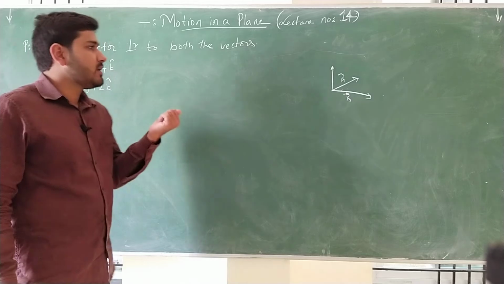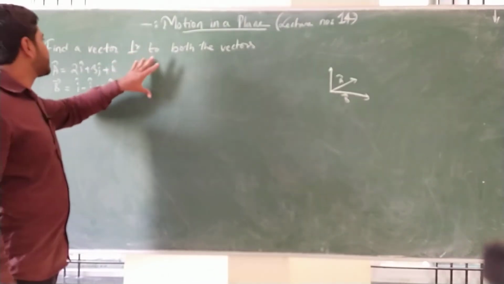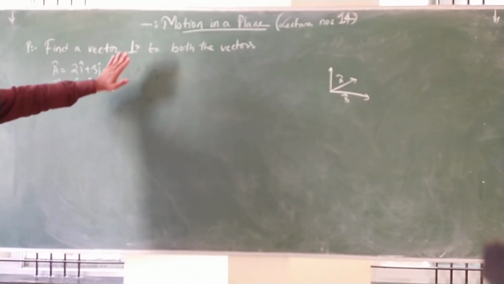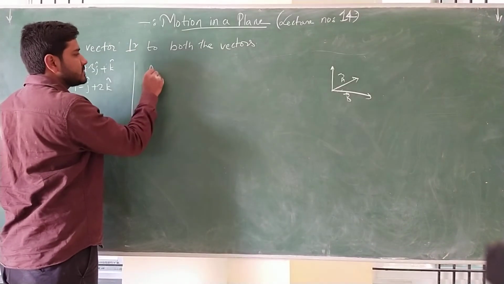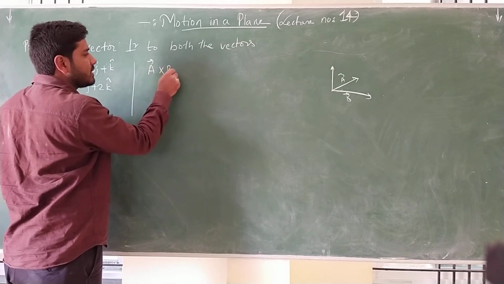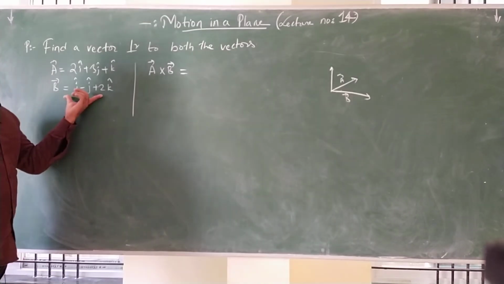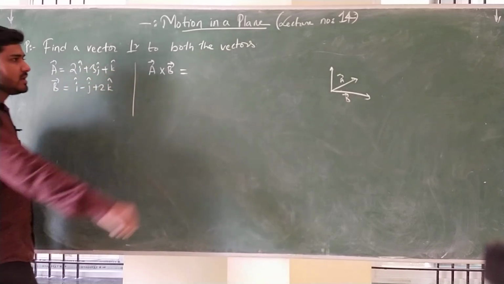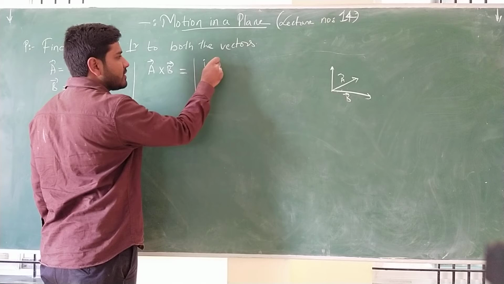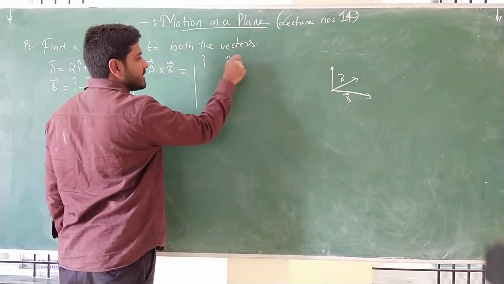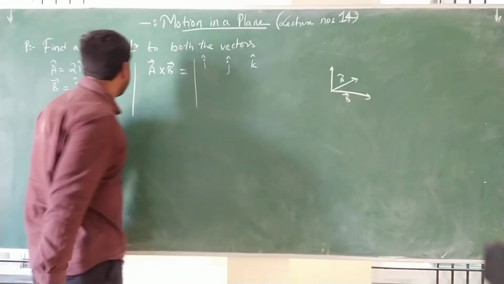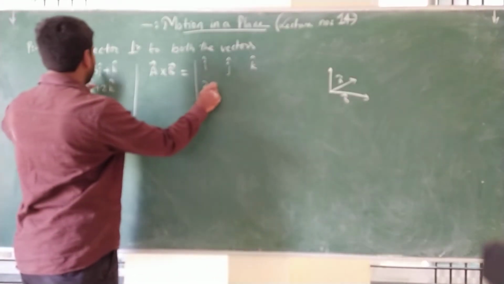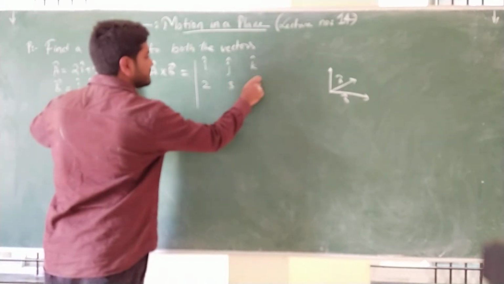Understood this? So therefore whenever they ask this kind of question, find a vector which is perpendicular to both the vectors, at that time the vector A cross B will be perpendicular to these two vectors. So just take A cross B and we will get the answer. How to take A cross B? I have said this, the determinant form: you have to take i cap, j cap, k cap, then Ax, Ay, Az. What is Ax? Ax is 2, Ay is 3, Az is 1.